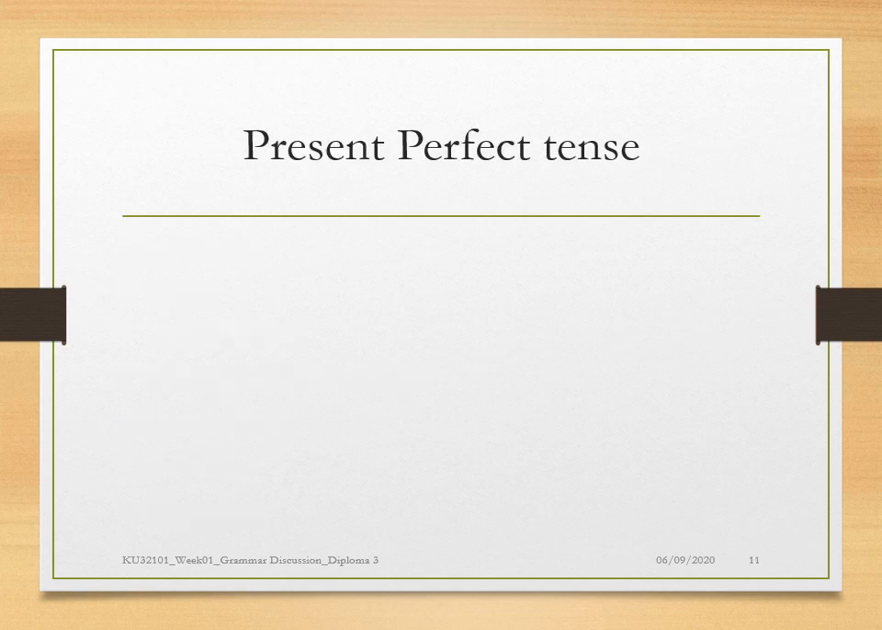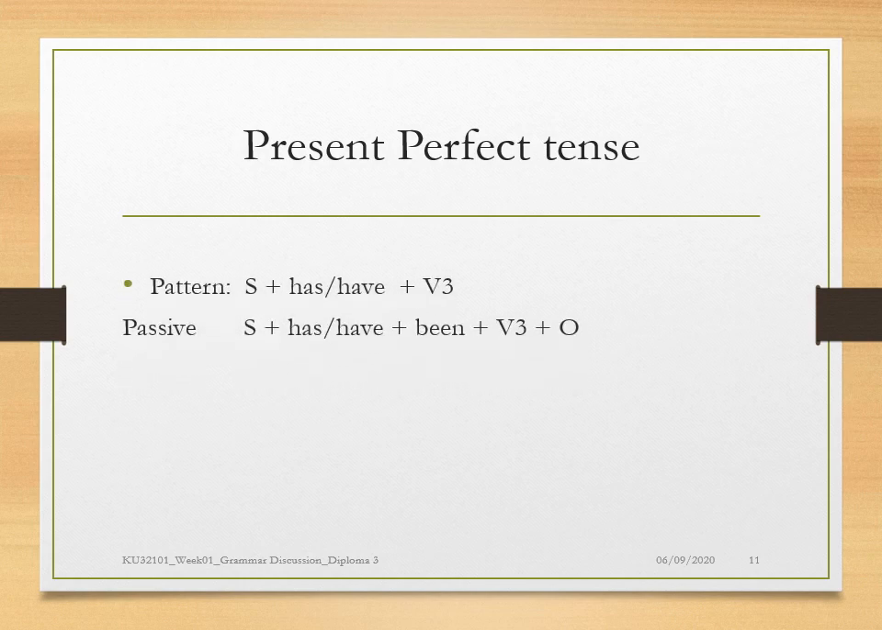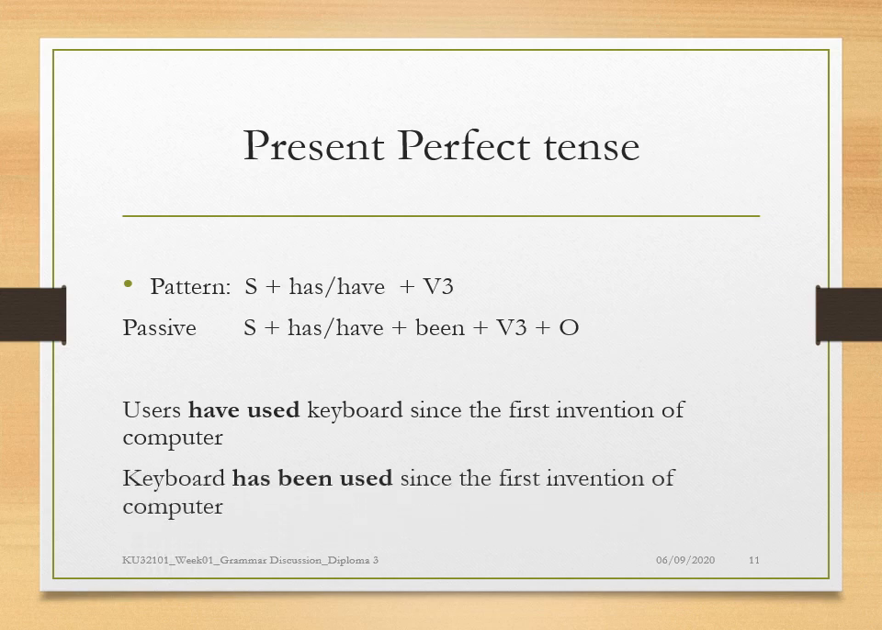Now for present perfect tense, as you can see over here, the two patterns are subject plus has or have plus verb 3, and if it is passive, subject plus has or have plus been plus verb 3 plus the object for the passive sentence. Okay, you can see over there, users have used keyboard since the first invention of computer, or keyboard has been used since the first invention of computer.